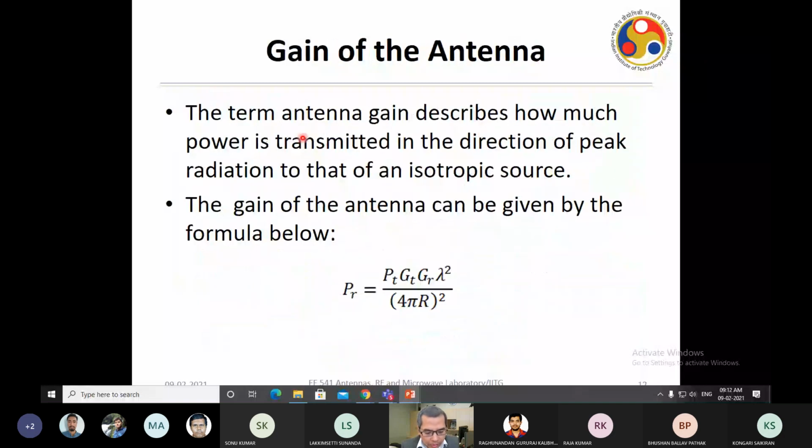Then, in order to measure the gain of the antenna, you use the Friis transmission formula. You assume a transmitter is there and you have a receiver here. They are placed at a distance of R, and the receiver antenna and transmitter antenna have gains of GR and GT. The power transmitted from the transmitter is PT, and the wavelength of operation is lambda. Then you can find the power received. Power received is power transmitted, times the gain of the transmitting antenna, times the gain of the receiving antenna, times lambda, the wavelength of the signal you are using, divided by 4 pi R, whole square. R is the distance between the transmitter and receiver in the far field.